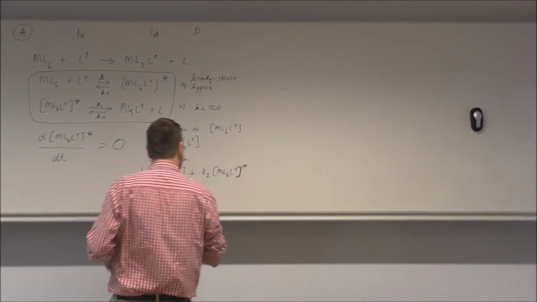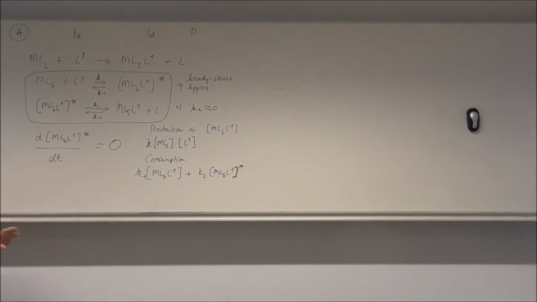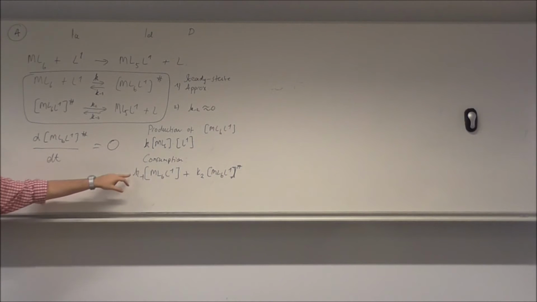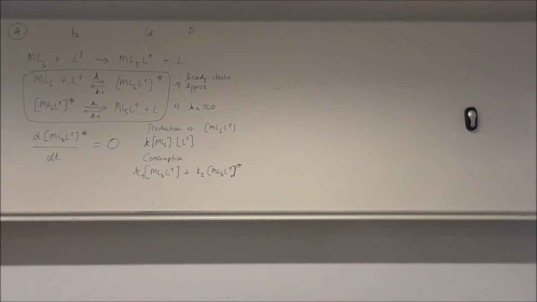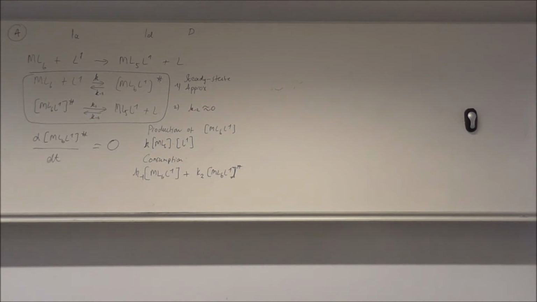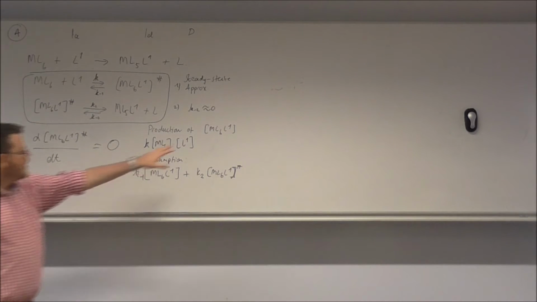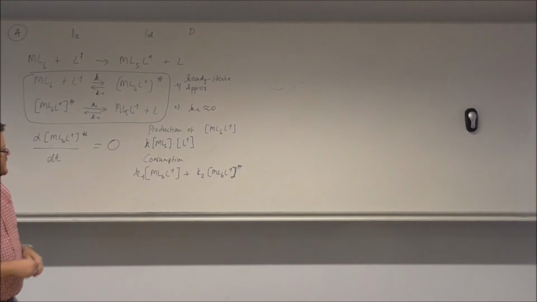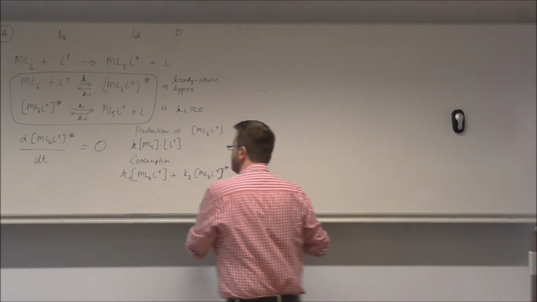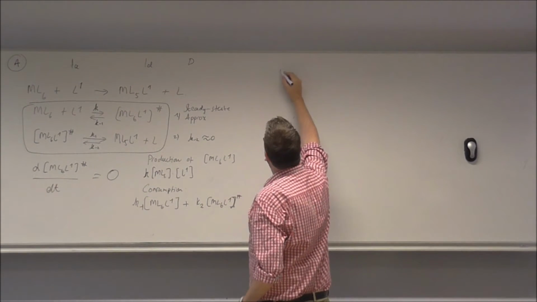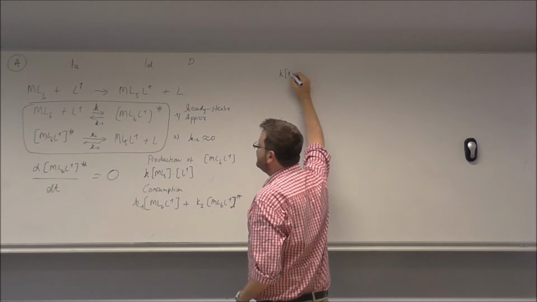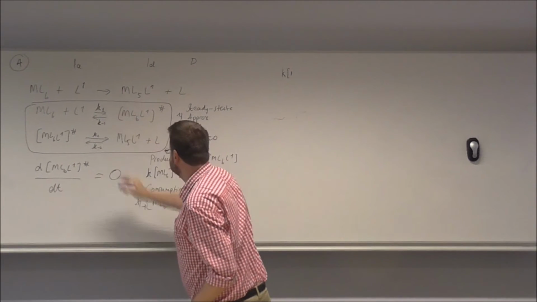All right, now, from the steady state approximation, we can actually equate these two together, because that's what the steady state approximation says. The rate of formation or production of the reactive intermediate equals the rate of consumption. So if we do that, what do we get? We get simply, let's call this K1, sorry, this is K1.